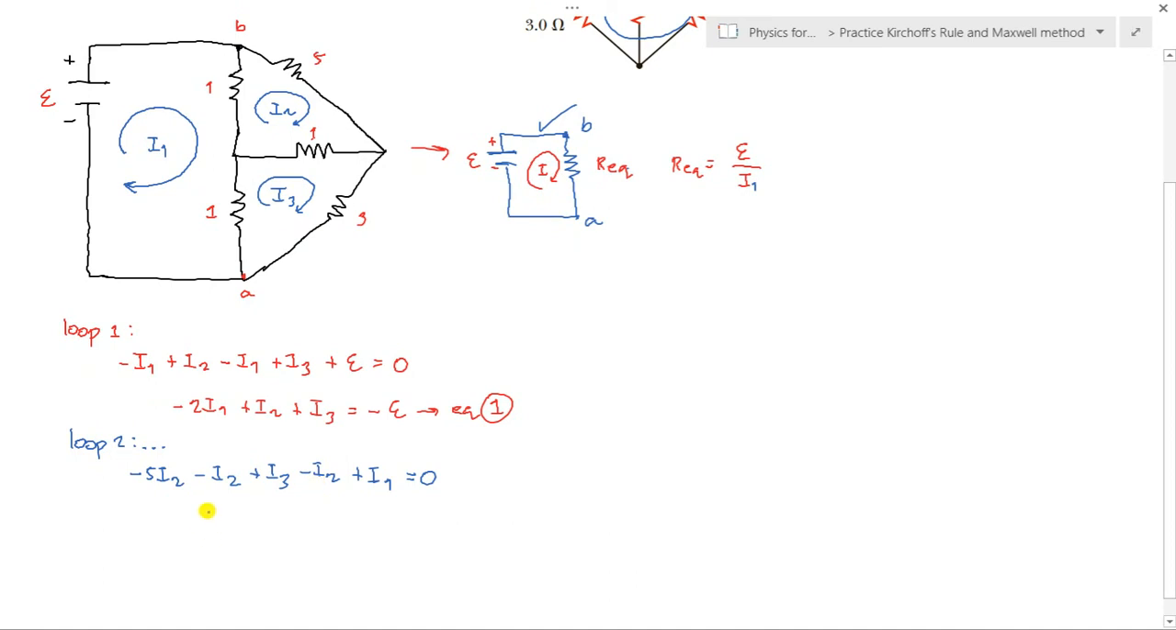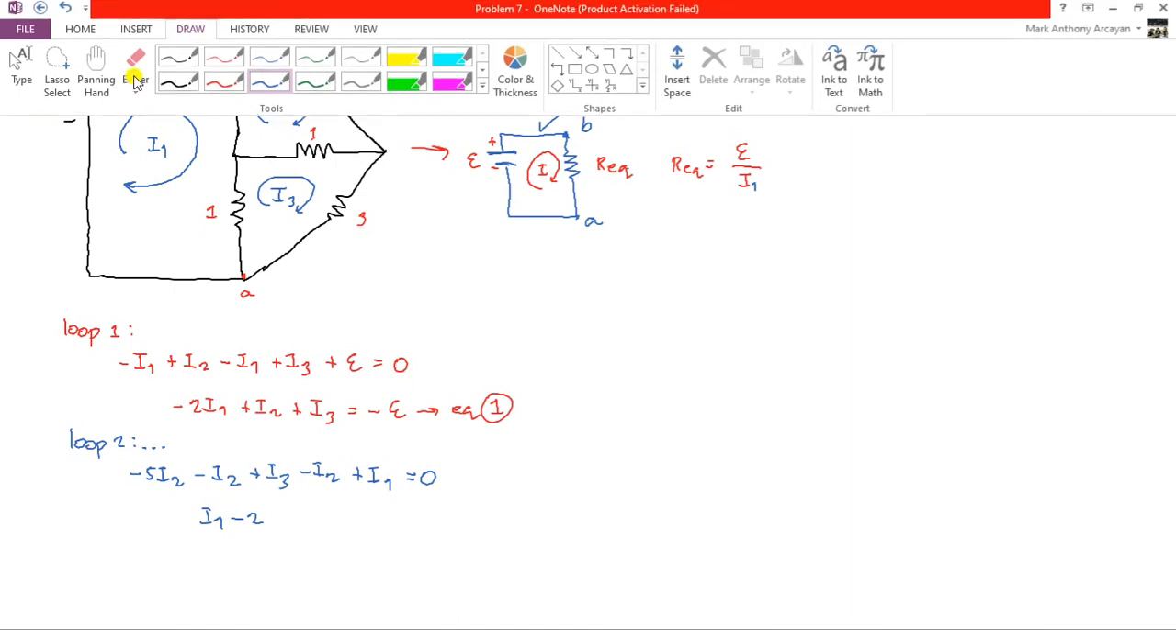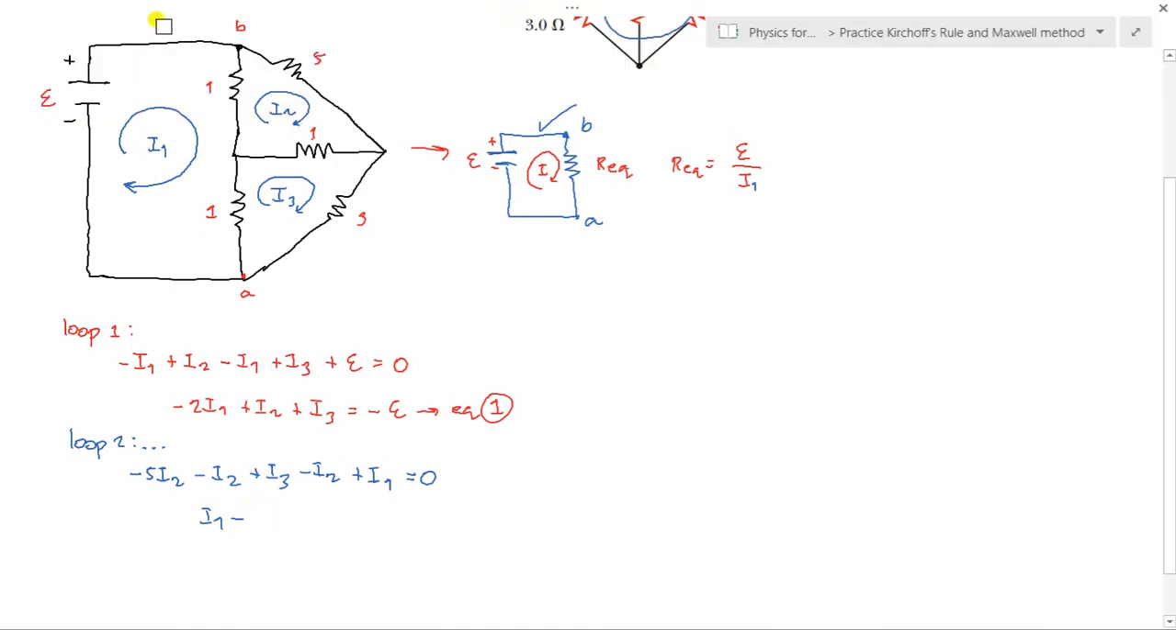Rearranging, we have I1 minus 2 plus 5, that is 7, so 7 also here. Minus 7 I2. Then, what else? I3. So that is plus I3 is equal to 0. So this would be our equation 2. So the last equation, so that we can solve it.